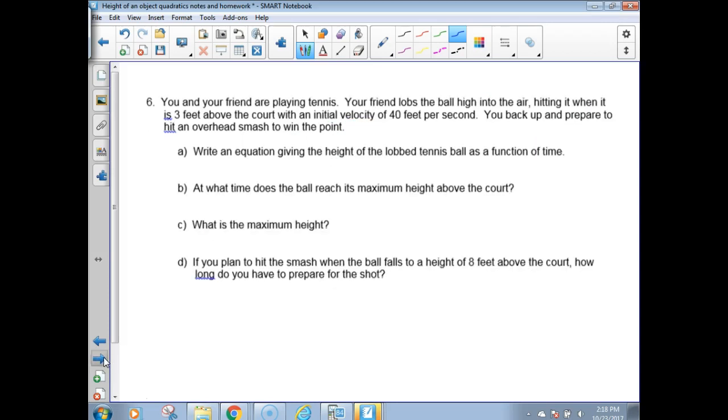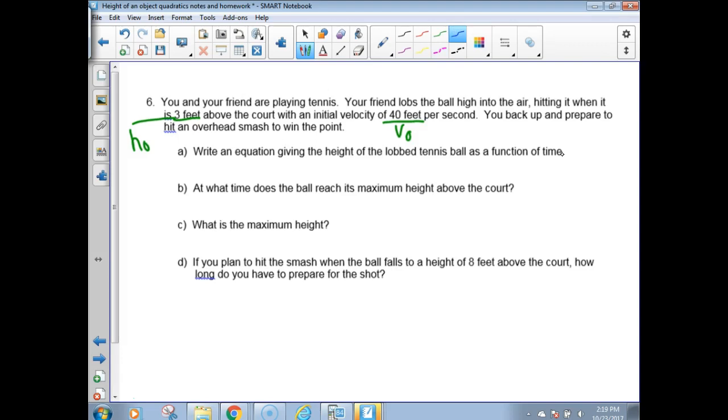Try another problem. You and your friend are playing tennis. I like these. Your friend lobs the ball into the air, hitting it at 3 feet when it's above the court. Initial velocity of 40 feet per second, V sub 0. Initial height, H sub 0. You back up and you prepare to slam it. You want to smash it to win the point because she dared to lob it to you.